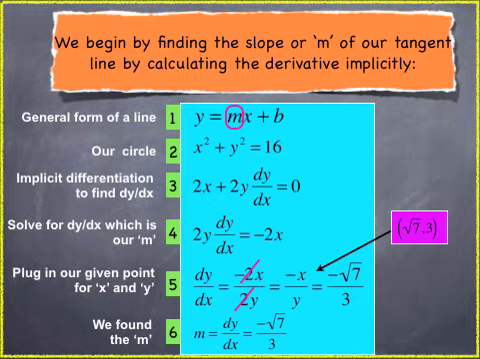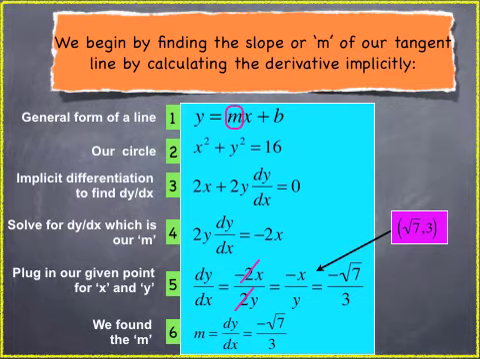So that's the idea. We're going to begin by finding the slope, or m, of our tangent line by calculating the derivative, and in this case, our derivative is an implicit derivative. And in item 2, you can see that. In item 1, I've shown the m, just to remind you. But in item 2, we have our equation, x squared plus y squared equals 16. And to take a derivative of that, since we have two different variables here, we have to do it implicitly. So we'll do that in item 3.